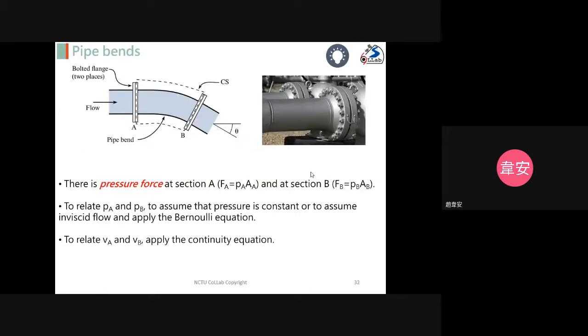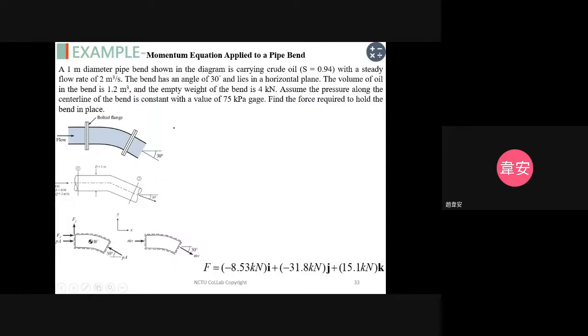Okay, so let's move to another exercise. We call that pipe bends. How different it is. For this exercise, we have both sides have pressure because the cross section A and the cross section B are inside the pipe, so the gauge pressures are not equal to 0 on both sides. In that way, we need to consider two pressure forces at the different cross section areas A and B.